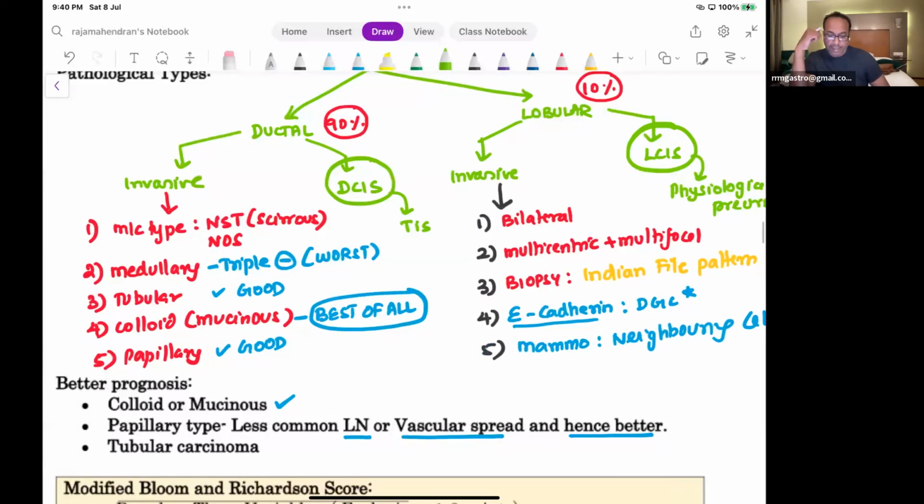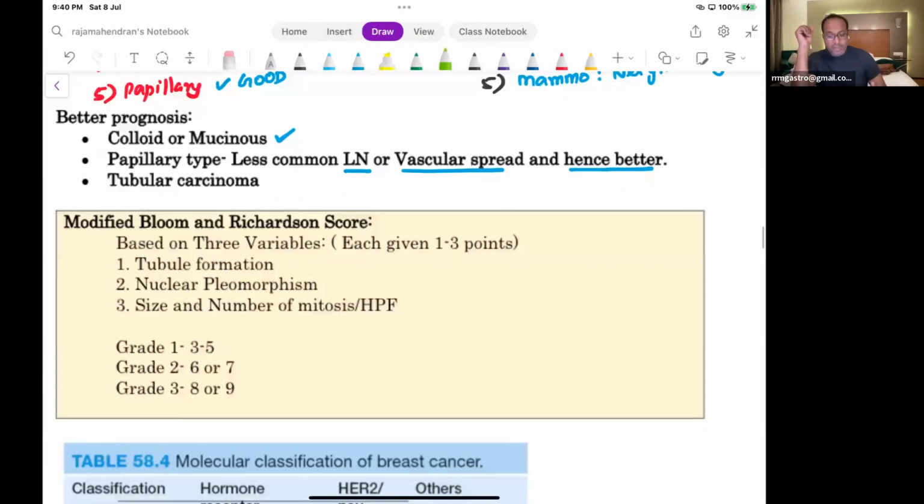You can leave them. And New Bailey has added many new points, so you have to focus on them instead of wasting time on points which are not there in Bailey. So Bloom and Richardson score, 3 variables are there: tubule formation, nuclear pleomorphism, and number of mitosis.